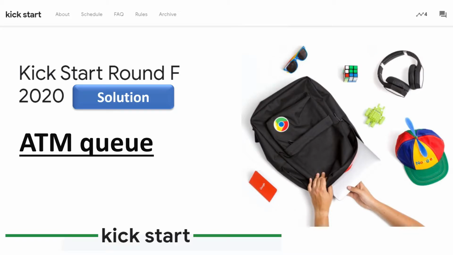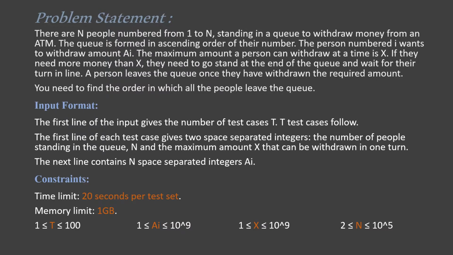Today we will be solving the ATM queue problem from Google Kickstart Round F. According to the problem statement, a person can withdraw X amount of cash from an ATM at a time. If the amount is greater than X, then he needs to visit the ATM multiple times. There is a queue of N people who want to withdraw money from the ATM.